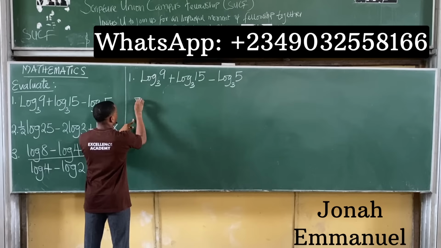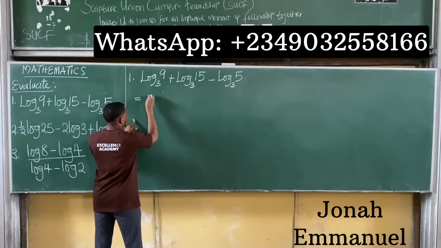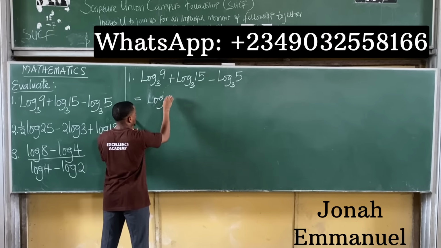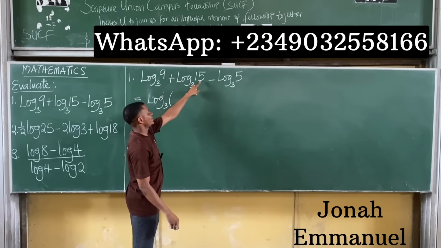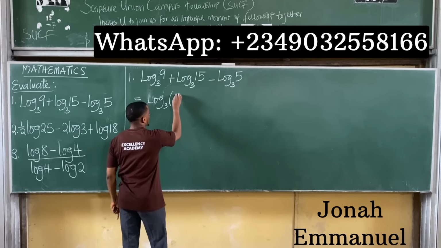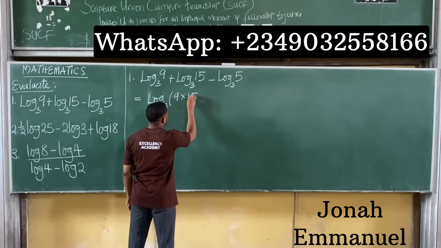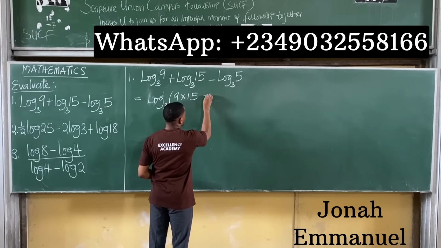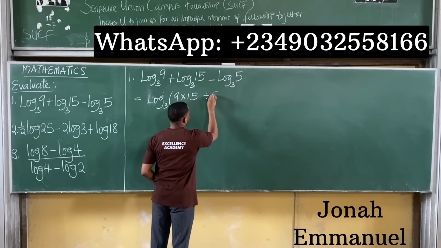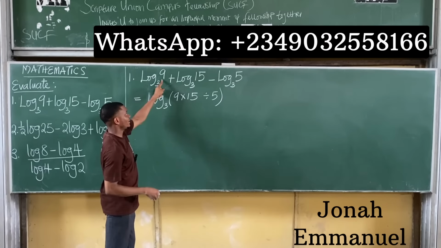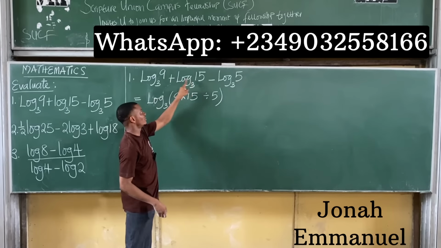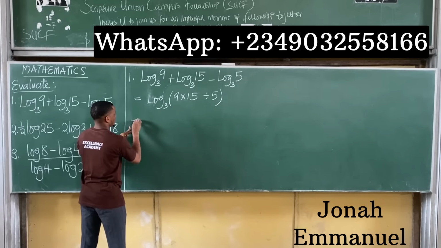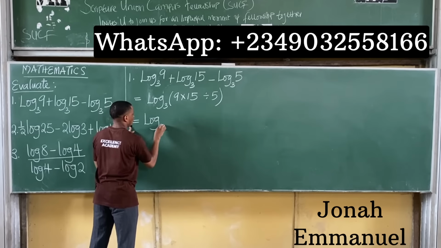Since I'm having the same base here, I'll just take a common log of base 3. Now, since these two are adding, I'll have to multiply them. So it becomes 9 times 15. Then this is subtraction, that means I will divide, so divided by 5. It's this simple: addition law, you multiply the numbers; subtraction law, you divide. So this is equal to log base 3 of 9 times 15 divided by 5.